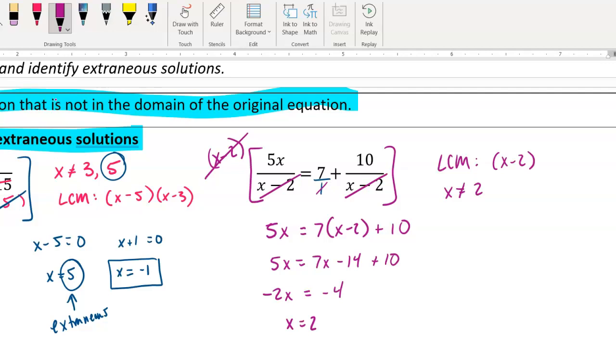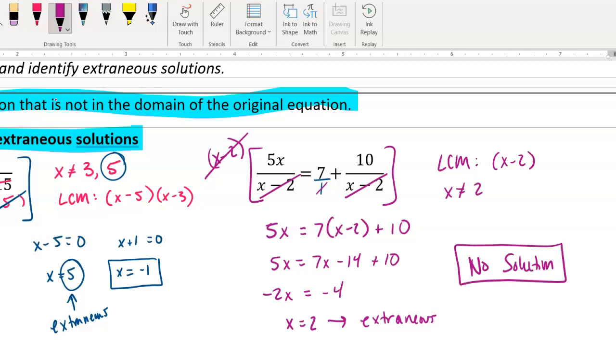And if you notice, that is our extraneous solution. So this one, there is no solution. Because your x equals 2, that would be what we call an extraneous solution. All right.